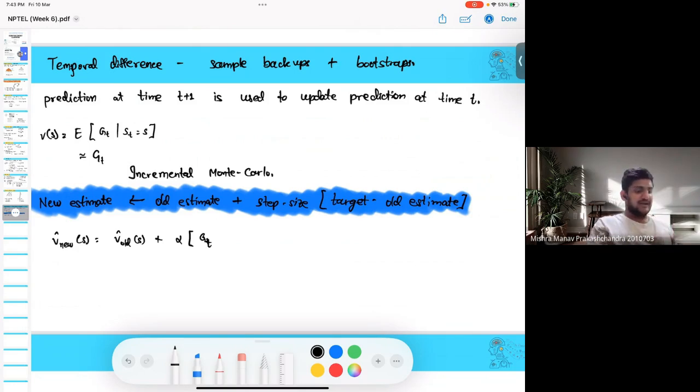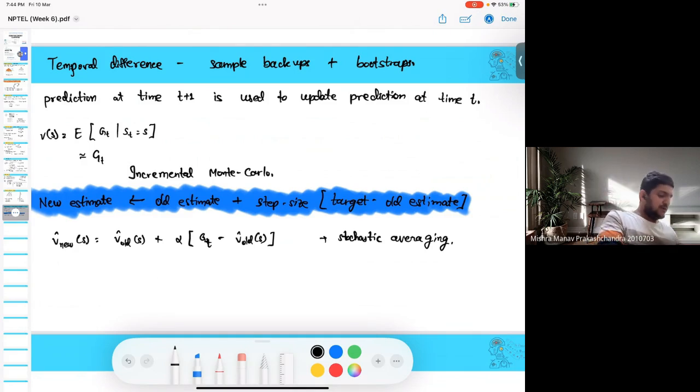Let me just write it now. So the target ideally should be the expectation of GT. But here I'm taking an estimate of GT, an estimate of the expectation in the above line. So this method is known as stochastic averaging. And I'm simply using stochastic averaging for Monte Carlo. So it's an incremental way to update the value function in Monte Carlo methods.